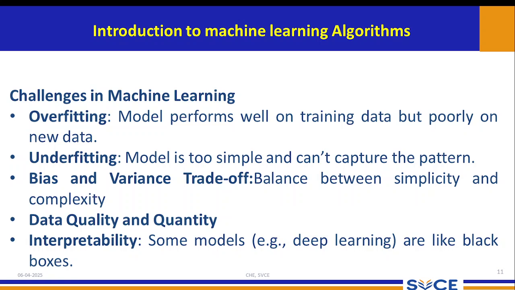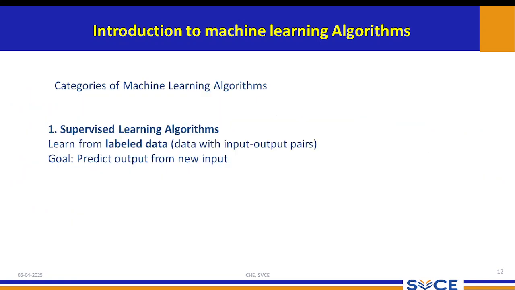Which one is better? Balance between the simplicity and complexity, and the data quality and quantity, and interpretability. Some models are like black boxes. So these are the challenges. Obviously the machine learning may overfit or underfit. We need to give a trade-off between the bias and variance, that is, simplicity and complexity. Data quality and quantity is very important also, and also interpretability, in the sense that some models are like black boxes. So we need to go for deep learning.